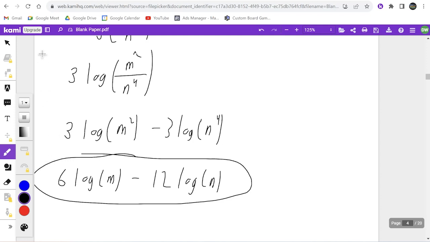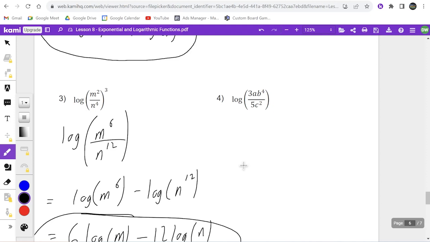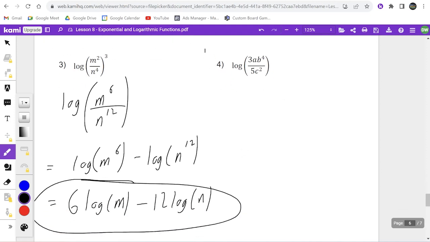Okay. Then we got one left, last problem of today. And after we do this problem, I am going to ask you to hang on because I have my end of the summer speech that I will be giving out. It's the log of 3ab to the 4th over 5c squared. I want you to think about this. Just think about it in your head. How would you solve this?